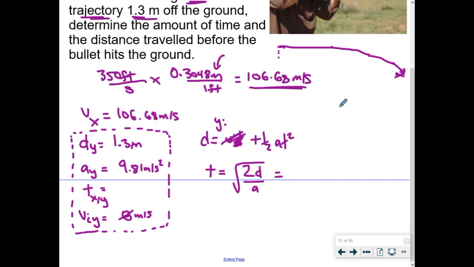Now I know it's traveling really fast in the x direction, but if you were to just drop it, this is how long it would take. So the square root of 2 times 1.3 divided by 9.81 gives me a time value.